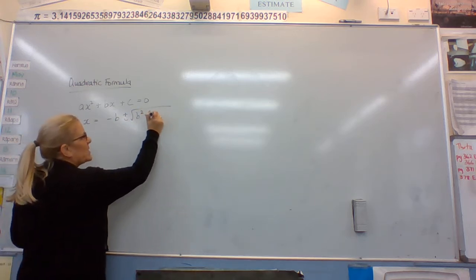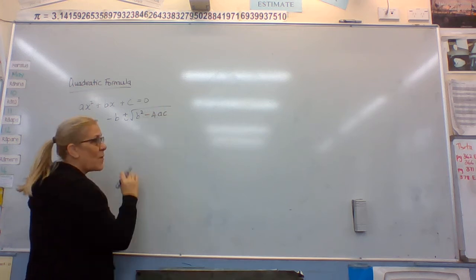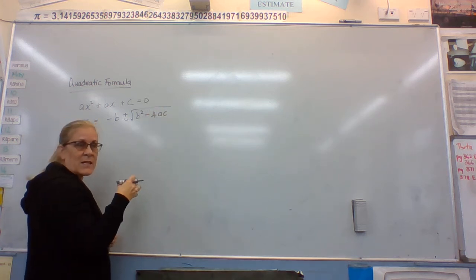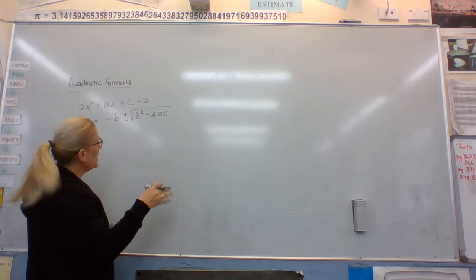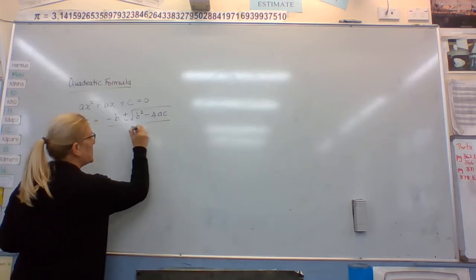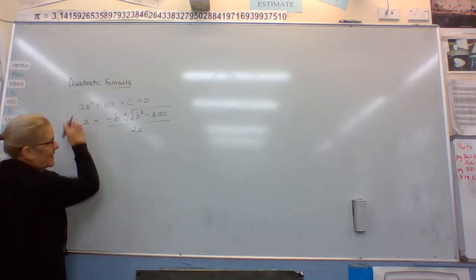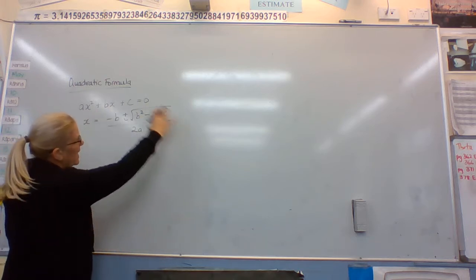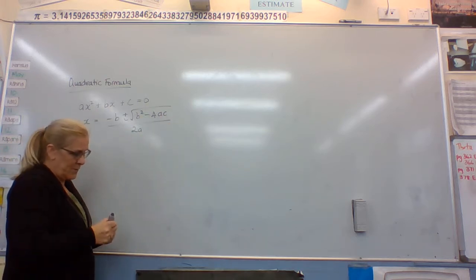B squared minus 4ac comes from that solving of the quadratic, that completing the square, and all divided by 2a, because a is out the front here. So that's our quadratic formula.